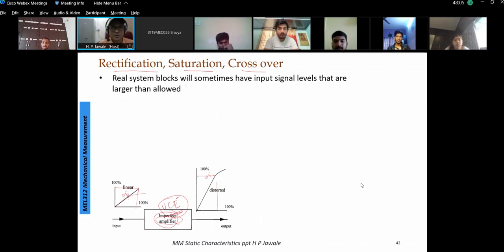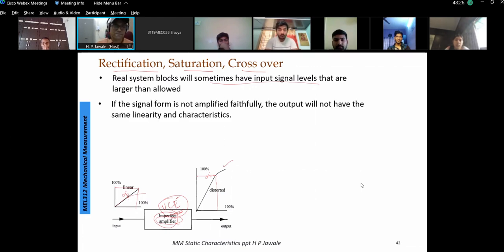So the real system blocks will sometimes have input signal levels that are larger than allowed. You can see it here. Now we have made it purposefully larger than the actual input that we have supplied to one of the stages of your functional block of your measurement instrument. So if the signal is not amplified faithfully, the output will not have the same linearity, neither the linearity nor the characteristics will remain the same. It will have some change in the characteristics.